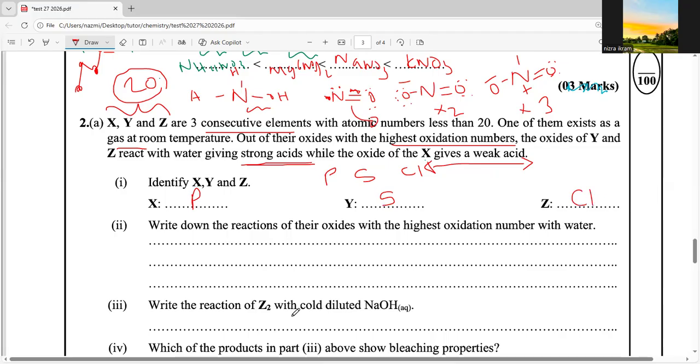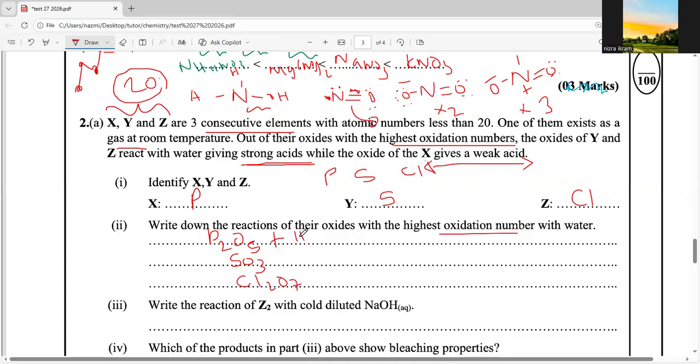Write down the reaction of the oxides with the highest oxidation number with water. Now you have to write the oxide. They can form oxides with different oxidation numbers. Phosphorus forms the highest oxidation number +5, P2O5. Sulfur forms sulfur trioxide, oxidation number +6. Chlorine forms the +7 oxidation state, Cl2O7. Sulfur can form another oxide, sulfur dioxide SO2, but its oxidation number is +4. Here they are recording the highest.